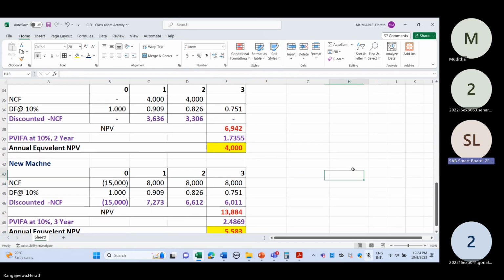Now accordingly, if we take the new machine, the annual equivalent NPV is 5,583. For NPV, higher is better. Earlier we used annual equivalent cost, like maintenance, so we chose the lower cost. Here the annual equivalent NPV is 5,500. So you had better replace the existing machine with the new machine rather than using the old machine for the next 2 years.